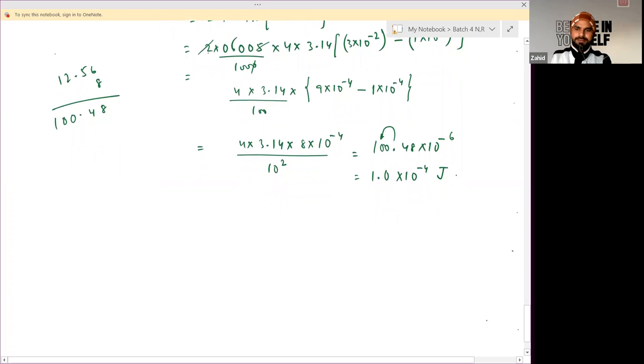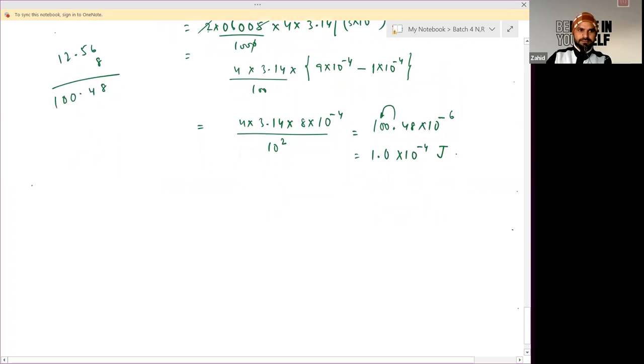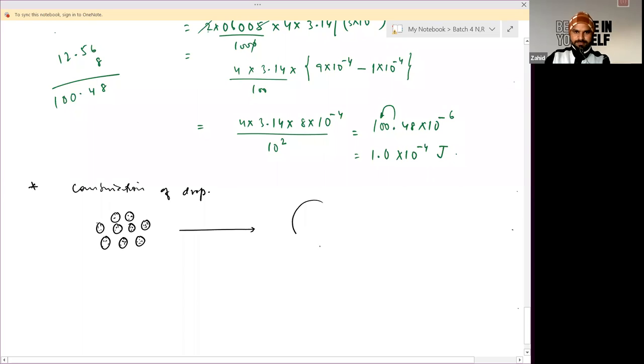Now there will be another concept related to this part: combination of drops or bubbles. Suppose you have a number of individual drops like this. If they all combine to form a single large drop, like this.